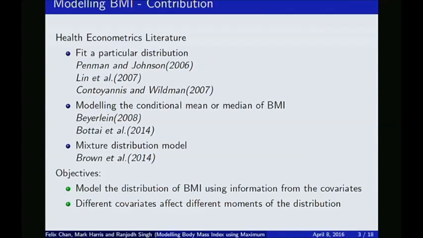So the emphasis, you probably get that by now. What we aim to do is model the distribution of BMI, not just one particular moment, using information from the covariates. The things that we're looking at in this particular case are how the covariates, or explanatory variables, whatever you want to call those things, affect the different moments of the distribution. Because we know when a moment exists, the moment says everything we want to know about a distribution and vice versa.